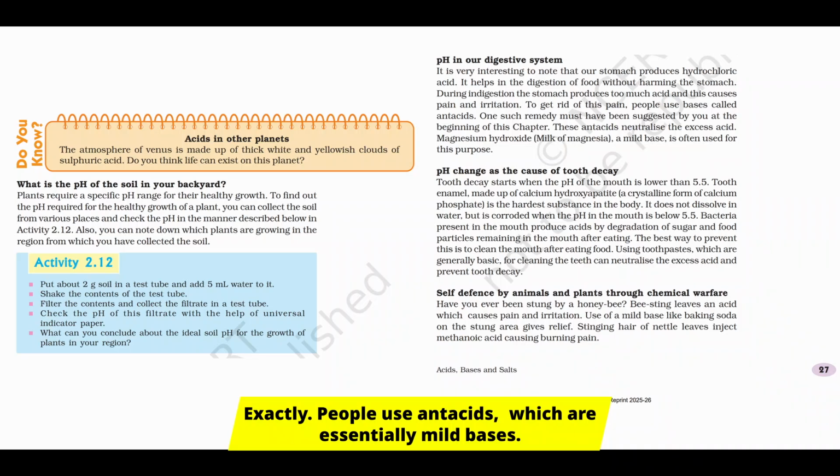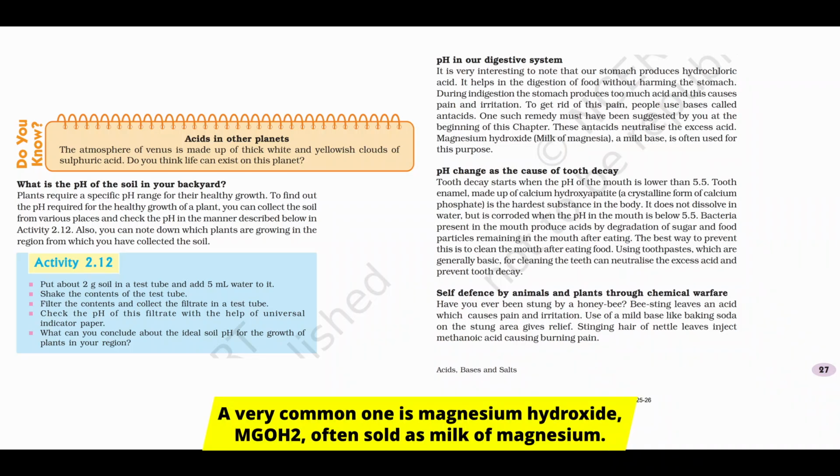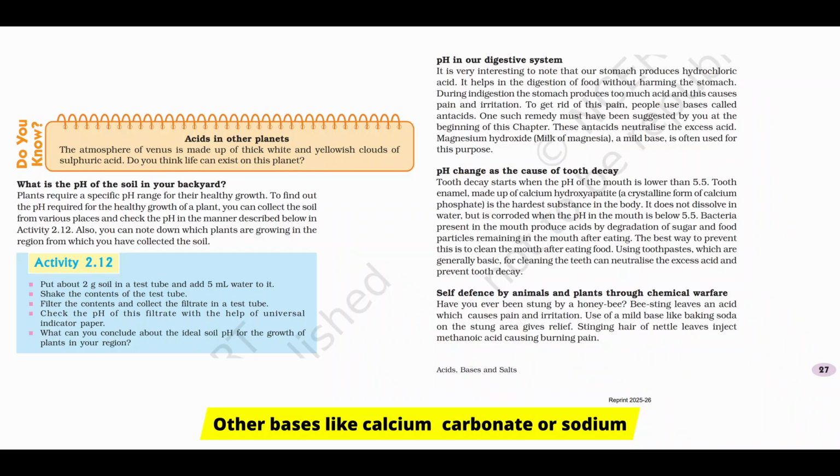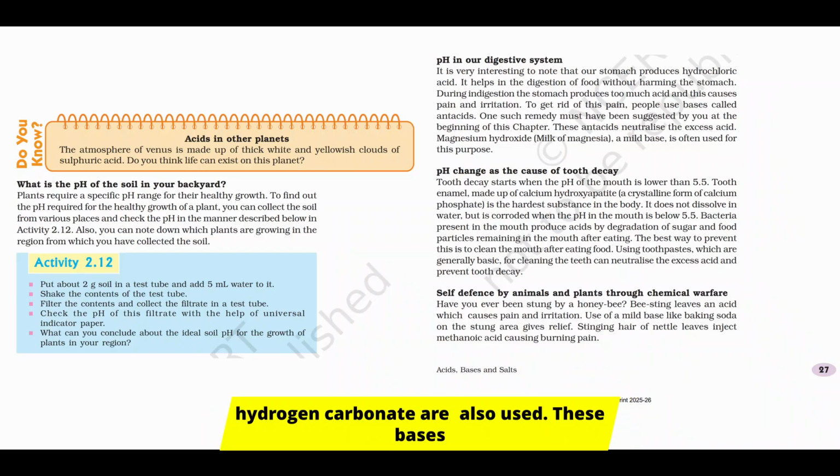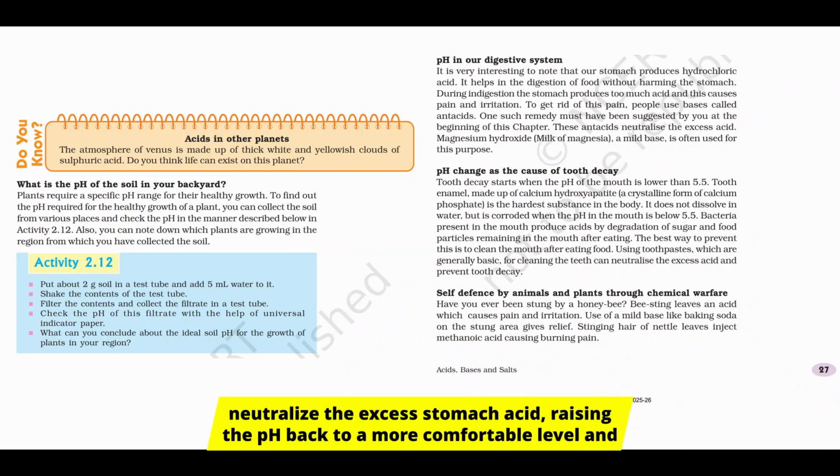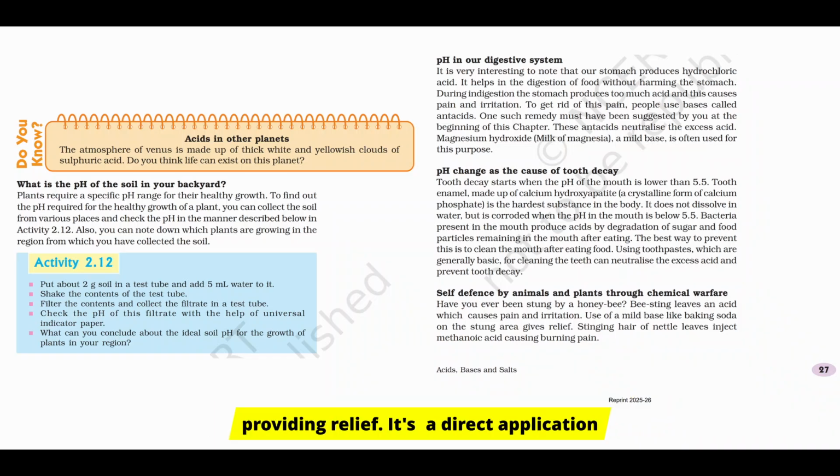Exactly. People use antacids, which are essentially mild bases. A very common one is magnesium hydroxide, Mg(OH)2, often sold as milk of magnesia. Other bases like calcium carbonate or sodium hydrogencarbonate are also used. These bases neutralize the excess stomach acid, raising the pH back to a more comfortable level and providing relief. It's a direct application of the neutralization reaction we discussed.